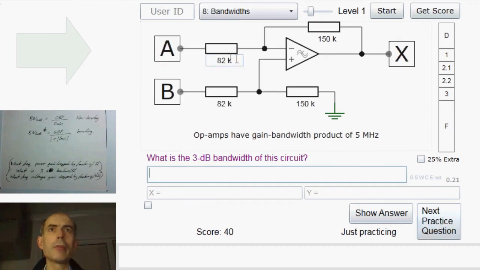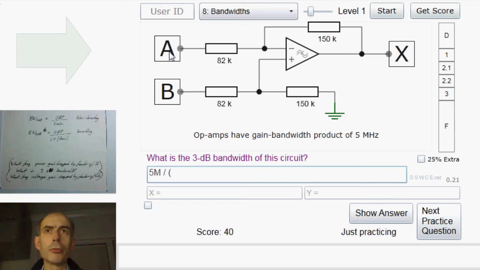Here we have a differential input amplifier. And a differential input amplifier has the same bandwidth from each input. It's got to, really, otherwise it wouldn't work as a differential amplifier at higher frequencies. So we could use either of these two formulas. Gain bandwidth product, 5 MHz, divided by, well, let's look at the inverting input.